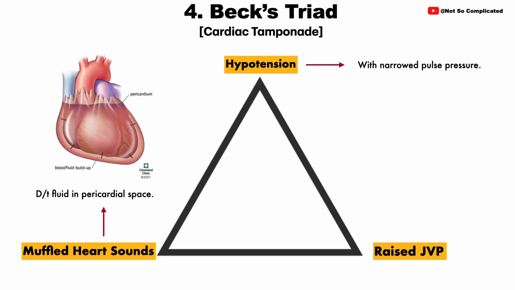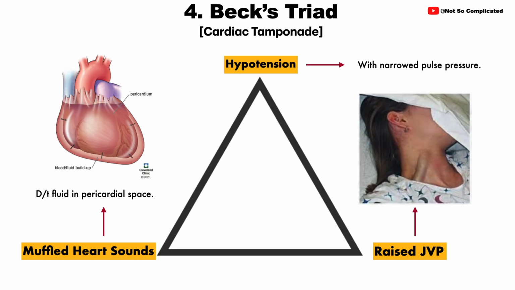All right, so raised jugular venous pressure actually looks like this. You can distinctly say that there is raised jugular venous pressure in a patient presenting with cardiac tamponade if the presentation is like this image. All right, so that is about Beck's triad.